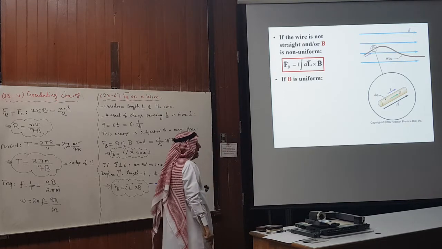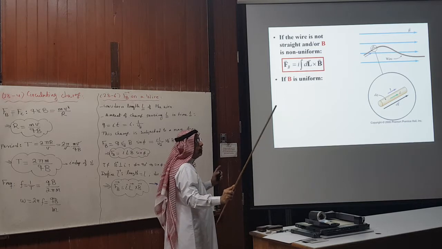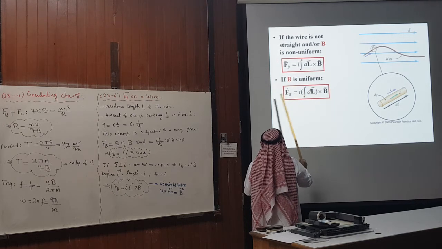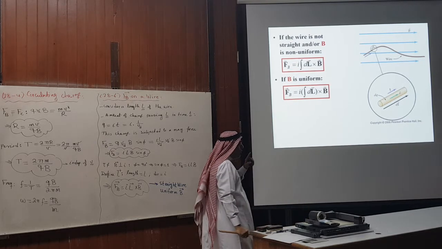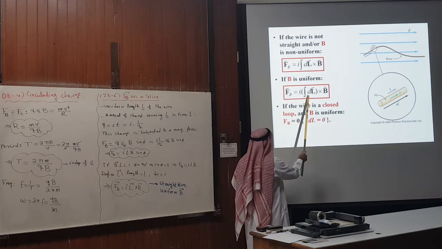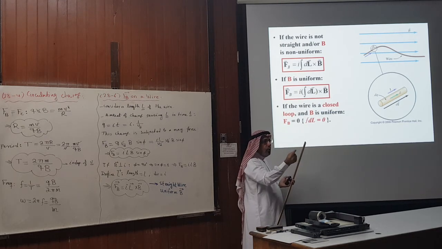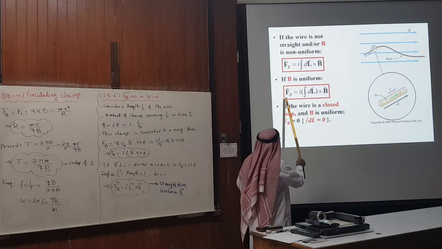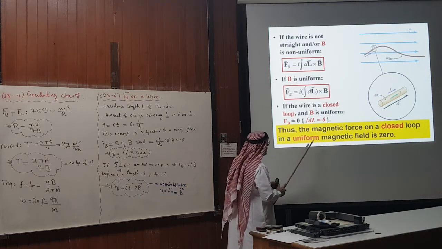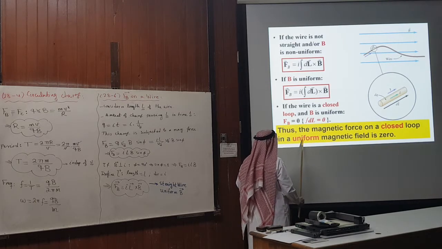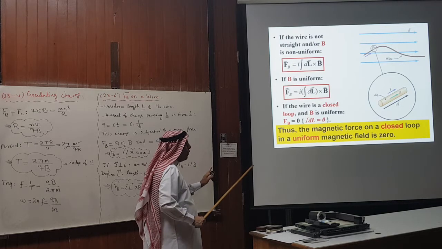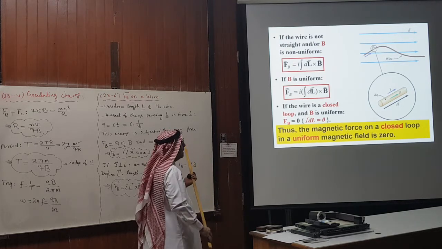Now, if the magnetic field is uniform, so we have a bent wire but in a uniform magnetic field, you can take the magnetic field out of the integral. Here is the integral, and the magnetic field is outside it. Now, if in addition you have a closed loop, so the wire closes on itself, what will happen to this integral? This will be zero, because the initial and final points in the integral are the same, so it integrates to zero, and therefore the magnetic force will be zero. With that, we come to this very important conclusion: the magnetic force on a closed loop in a uniform magnetic field is zero. A very important result that we'll make use of in the next lecture.